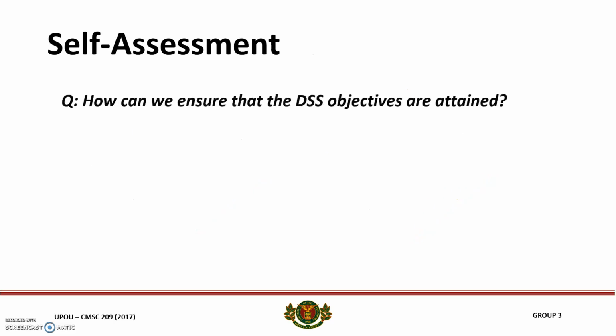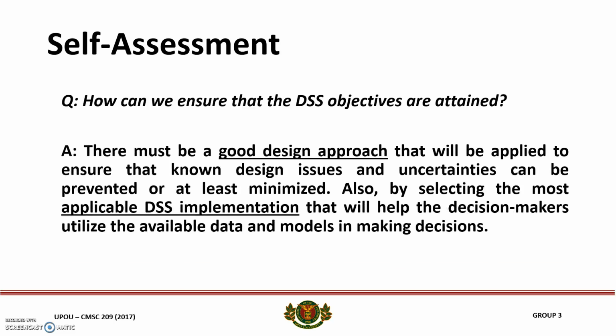How can we ensure that the DSS objectives are attained? There must be a good design approach that will be applied to ensure that known design issues and uncertainties can be prevented or at least minimized. Also, by selecting the most applicable DSS implementation that will help the decision makers utilize the available data and models in making decisions.